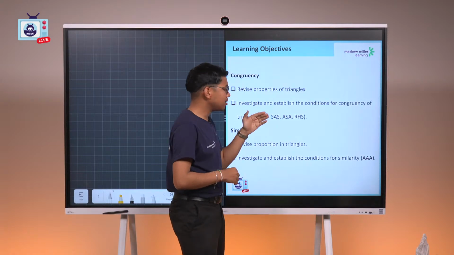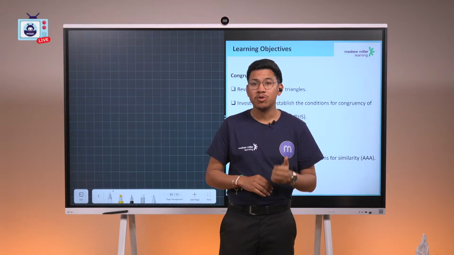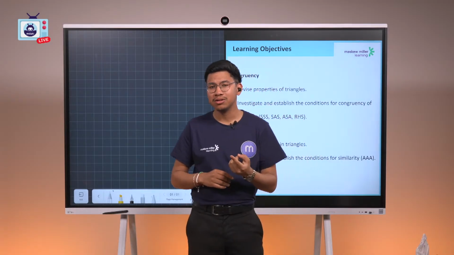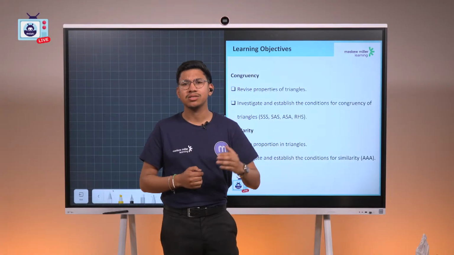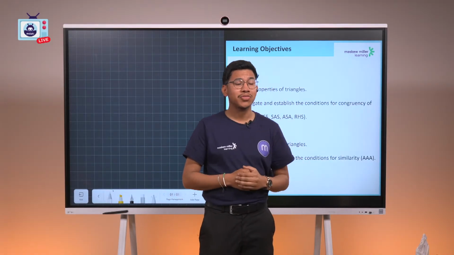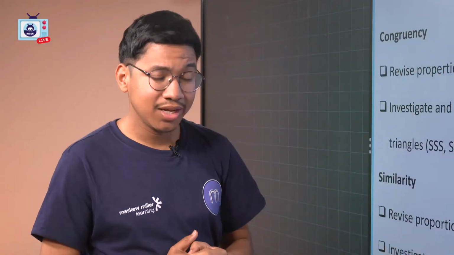Some of the very important properties for us to remember about triangles are: the sum of the interior angles of any triangle adds up to what? 180 degrees. What else do we know? The exterior angle, or the outside angle, of any triangle is equal to the sum of the two opposite interior angles.